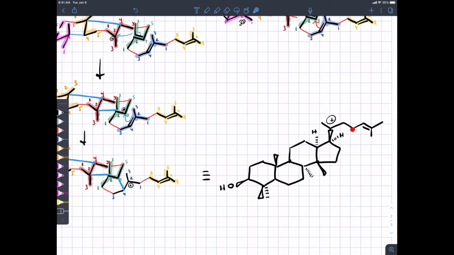Come on. Yeah, 5, 4, 3, 2, 1. You could imagine attack from here. If it happened directly between here and here, I think that would be a 1, 2, 3, 4-membered ring. You could maybe make a 5-membered ring. I don't know why nature doesn't do that. It's a good question.